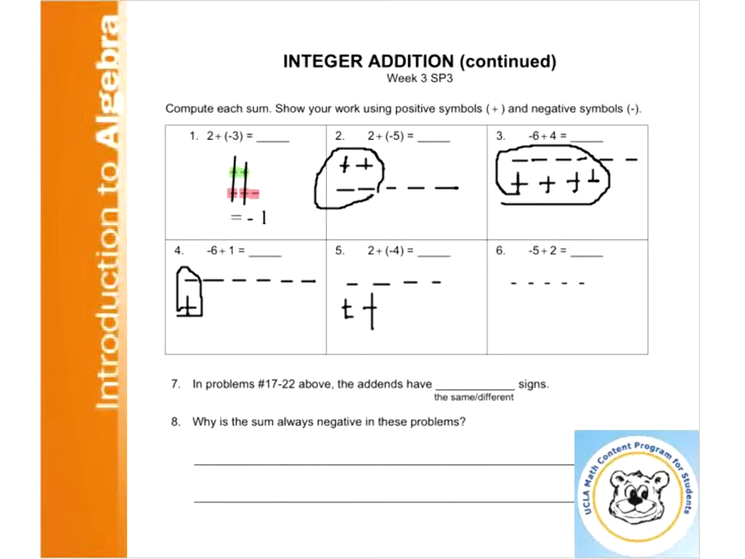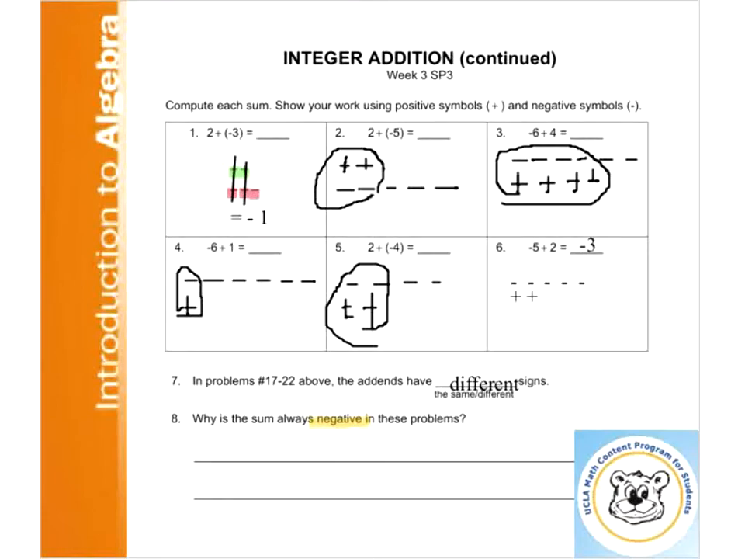All right, looking at this set of problems, what do you notice about the addends? Do they have the same sign or the different signs? Correct, they are different signs, okay? Now, they're different, but why is the sum always negative in this set of problems? And again, how would our students phrase it? Okay, so Susan says that the negative number is larger. Okay, is there another way we can say that so that it's a little bit more mathematically precise?